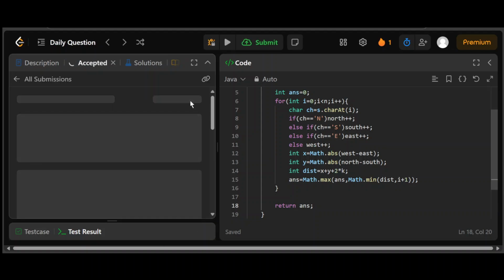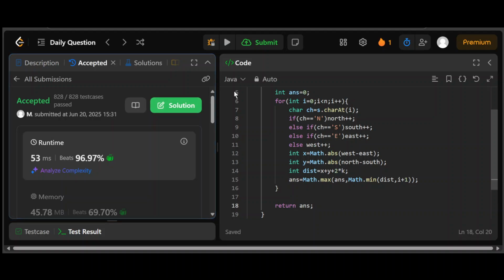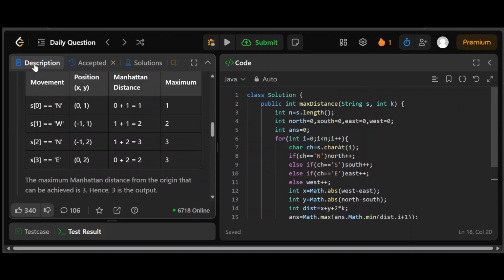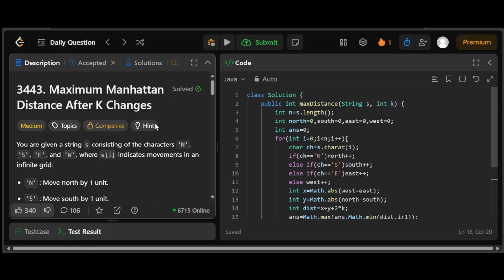submit it, and this is submitted. So it was a good question. You should definitely look at it once again.